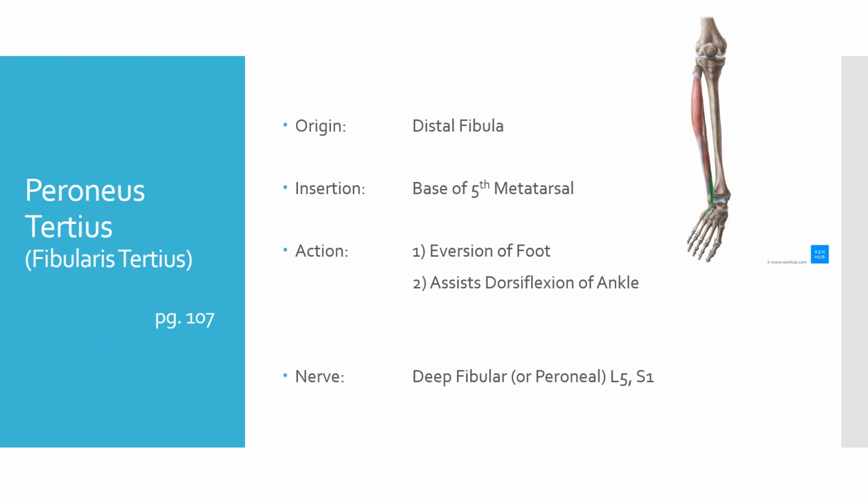Peroneus tertius, also known as fibularis tertius. The origin is the distal fibula. The insertion is the base of the 5th metatarsal. Two actions include eversion of the foot, and it also assists in dorsiflexion of the ankle. The nerve is deep fibular or peroneal, L5 and S1.